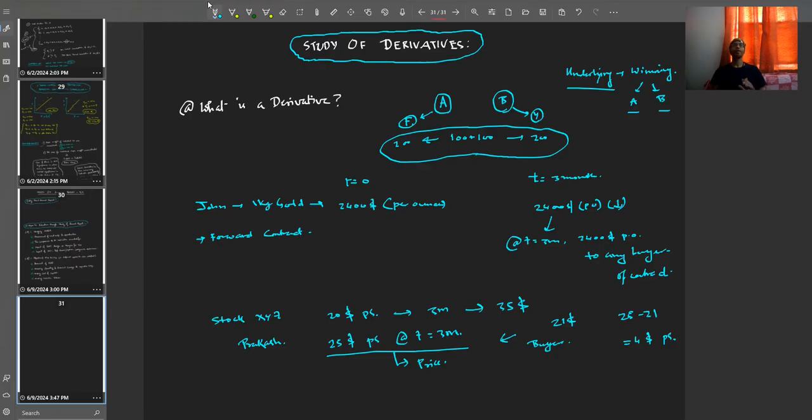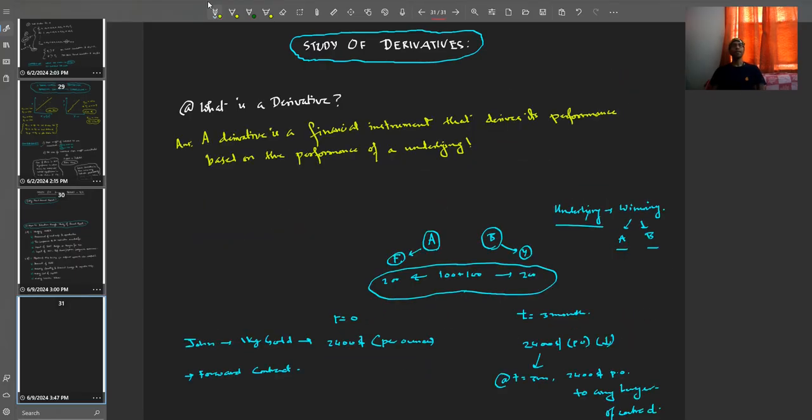Now we will formally define what a derivative is. A derivative is a financial instrument that derives its performance based on the performance of an underlying. Now that underlying can be a stock, it can be a bond, it can be a commodity like gold, it can be something intangible like weather. So that's how derivatives can be designed.